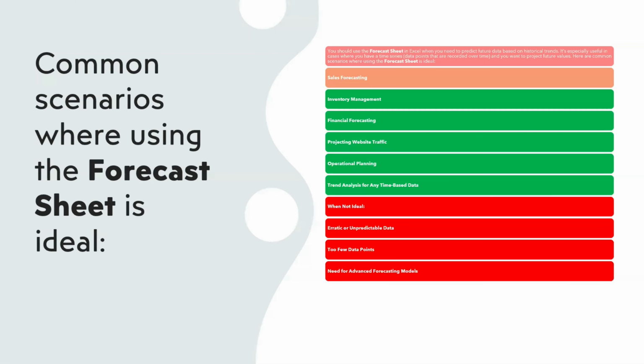Common scenarios where using the forecast sheet is ideal. You should use forecast sheet in Excel when you need to predict future data based on historical trends. It is especially useful in cases where you have a time series and you want to project future values. Here are common scenarios where using the forecast sheet is ideal: sales forecasting, inventory management, financial forecasting, project website traffic, operational planning, trend analysis for any time-based data. When not ideal: unpredictable data, too few data points, need for advanced forecasting models.